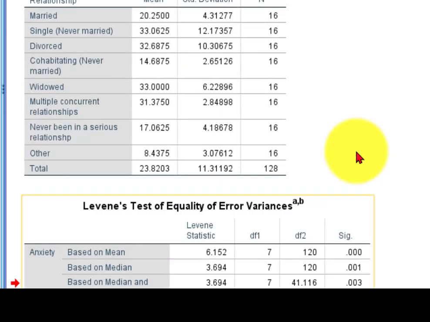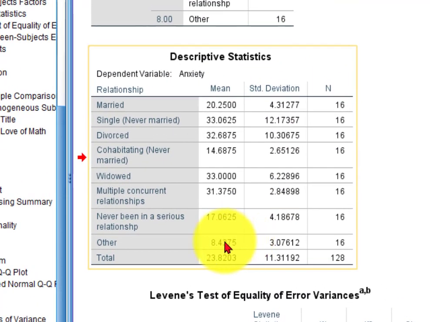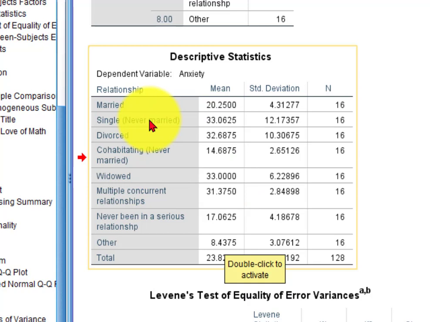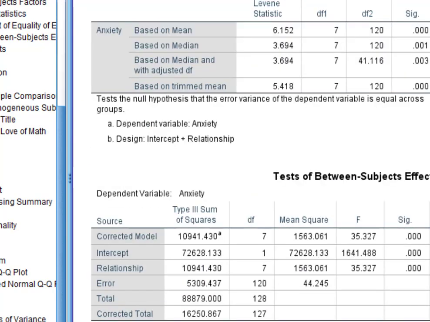Real quick, I just go up to the means box, and again, you look at the low and the high. Widowed is 33, single never married is 33.06, and then the lowest is other. Okay, so that's how you do these. MGZ out.